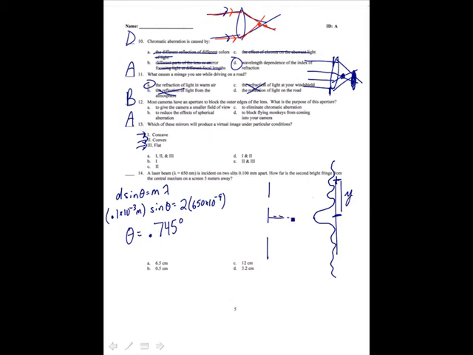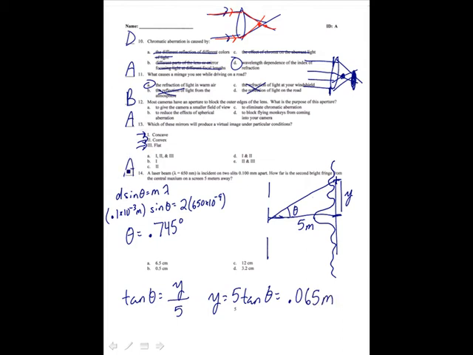We've already solved for the angle. This is the angle theta that we solved for, and we know that this distance is 5 meters. Now the tangent of theta is opposite over adjacent. That's y over 5. So y is equal to 5 tangent of theta. 5 times tangent of 0.745, and y is equal to 0.065 meters. That is 6.5 centimeters, so that's option A.